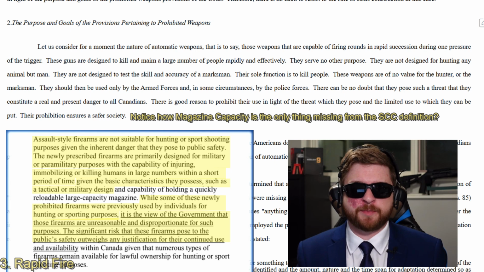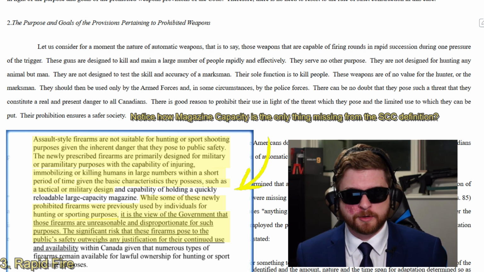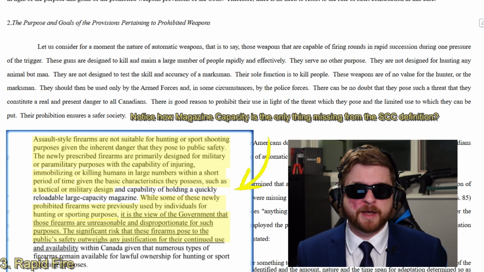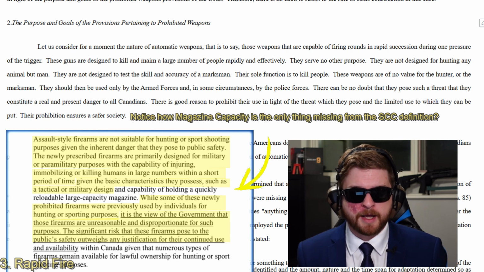And this is also evidenced by the fact that the Supreme Court opted to not mention anything about other potentially harmful criteria, such as magazine capacities, during their definition. And this is because magazine capacities are not inherently part of the nature of an automatic firearm. A firearm does not become less automatic simply because of a larger or smaller capacity magazine, and capacities of any size are compatible with all types of firearms, not just automatic ones.